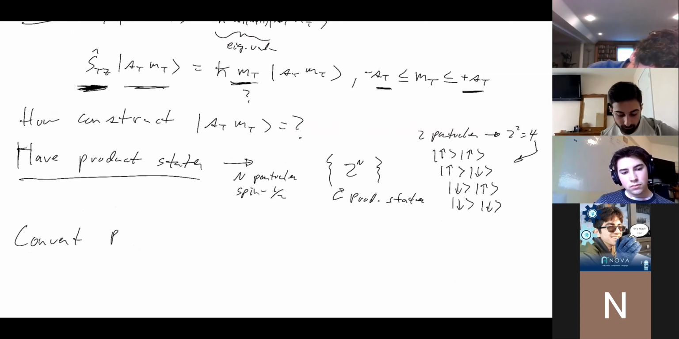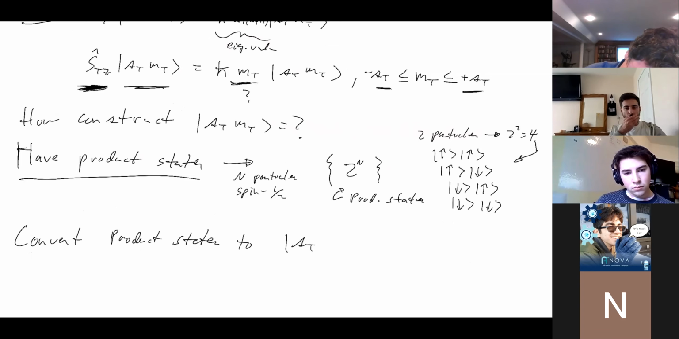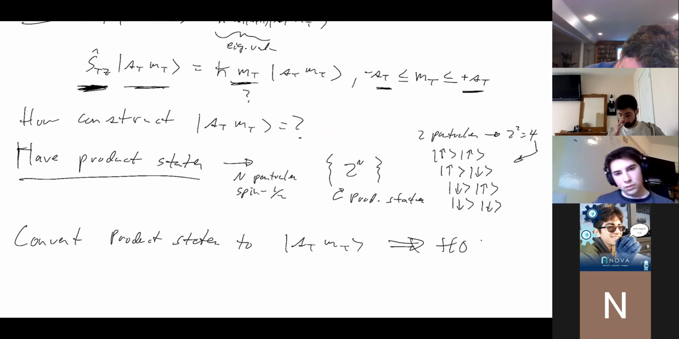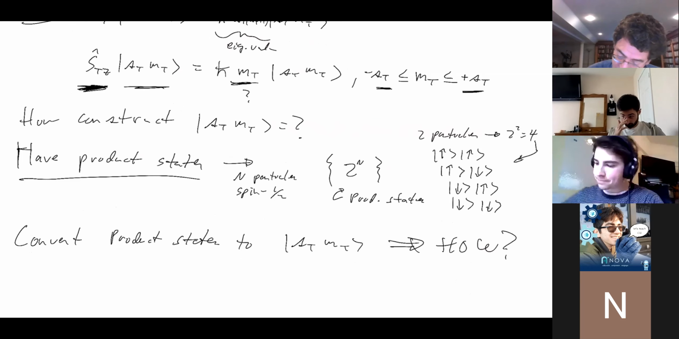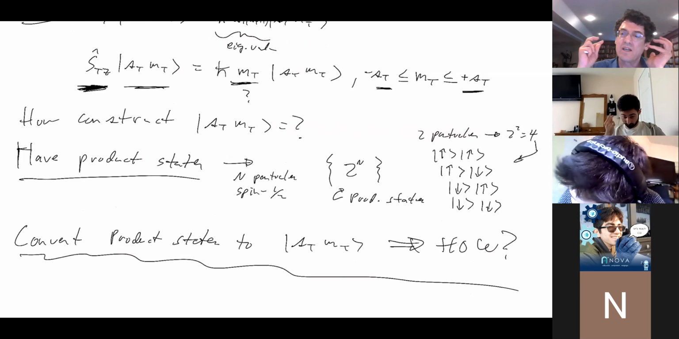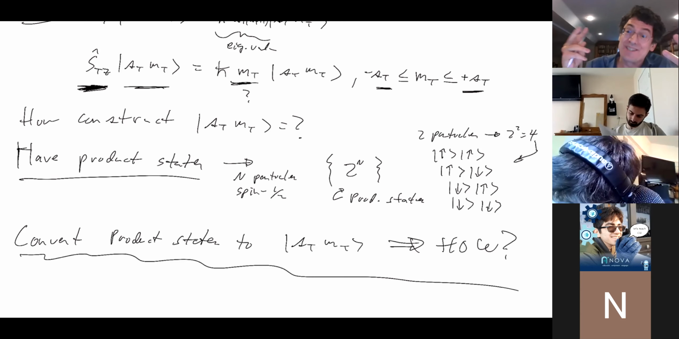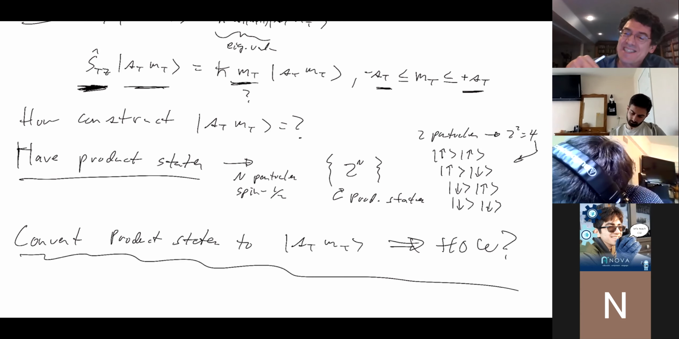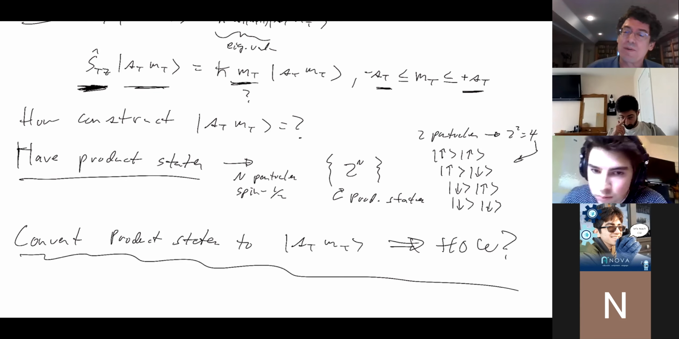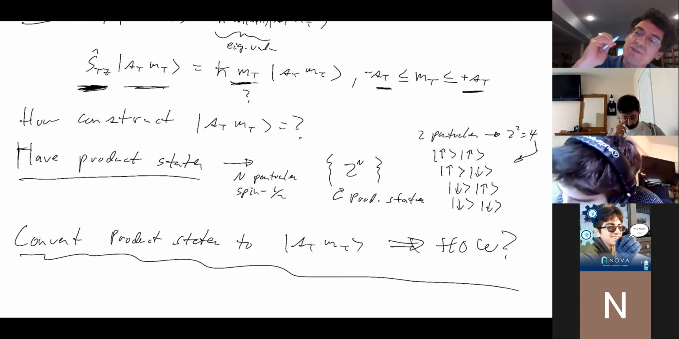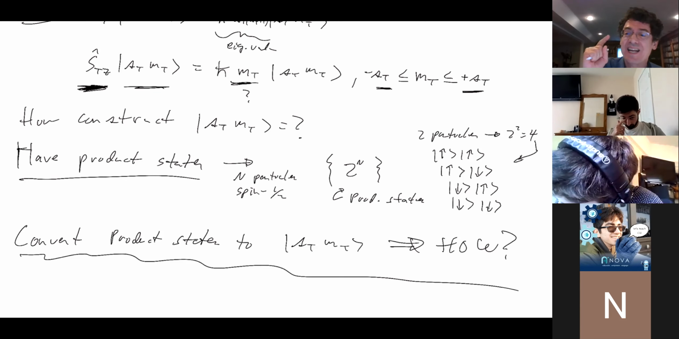But what I want to do now is convert product states to my total angular momentum eigenstates. And the question is how? You see what I'm saying? Because that's what it means to add angular momentum. It means to construct these new simultaneous eigenstates of the total angular momentum operators. How do we do that? And that is not obvious. It's not totally obvious.